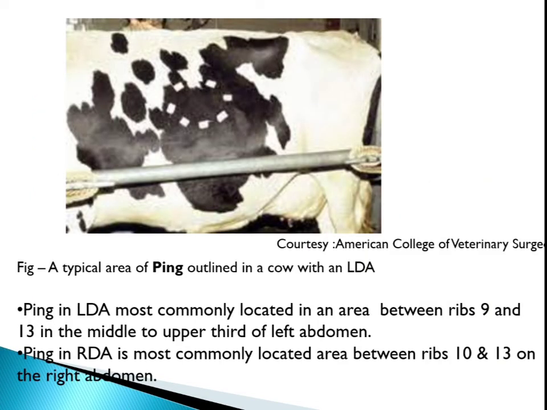Here is a picture of the ping outlined in a cow with a left displacement of abomasum. The ping sound in left displacement of abomasum is most commonly located in an area between ribs 9 and 13, in the middle to upper third of left abdomen. And the ping sound in right displacement of abomasum is most commonly located in area between ribs 10 and 13 on the right abdomen.